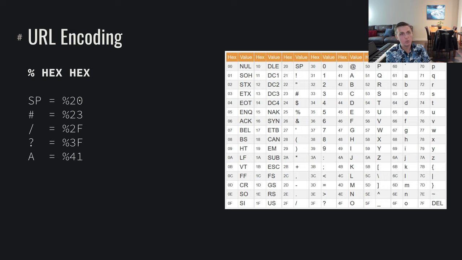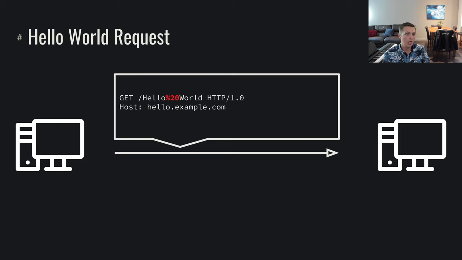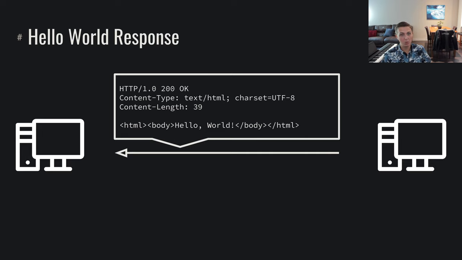So now let's see what that looks like when we make a correctly formed request for the Hello Space World resource. Instead of putting a space there, we put that %20. We've correctly URL encoded our request, and now the web server is happy with us and is happy to return to us the Hello Space World resource.